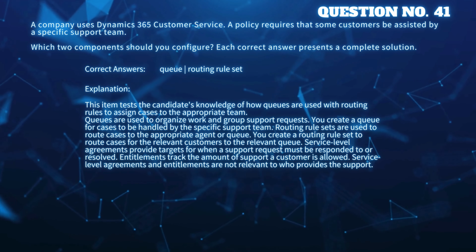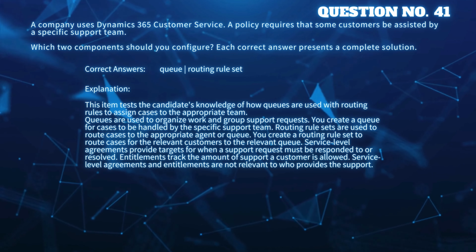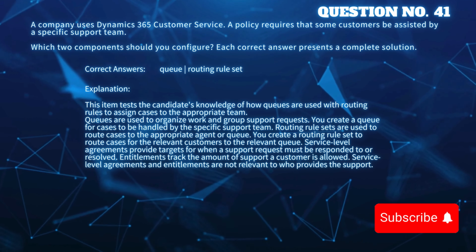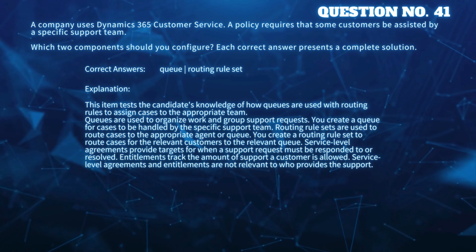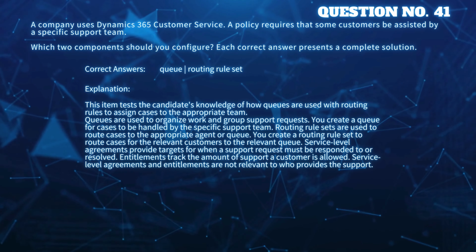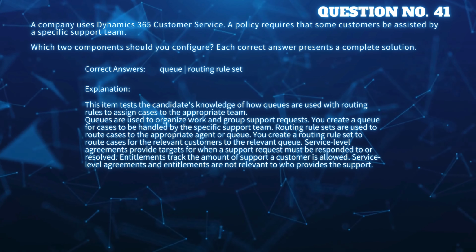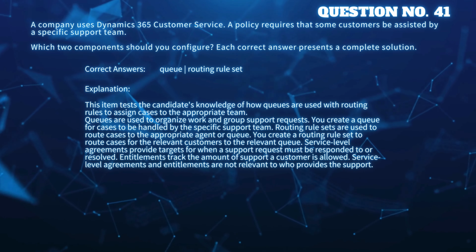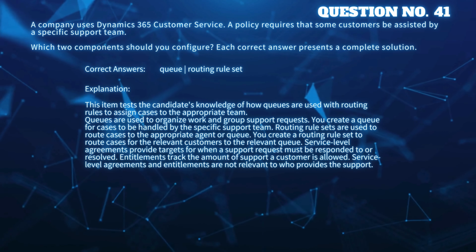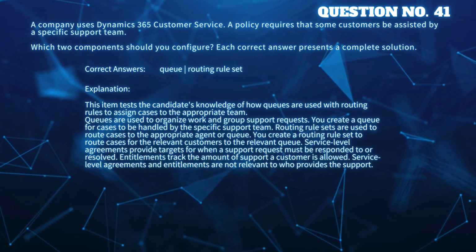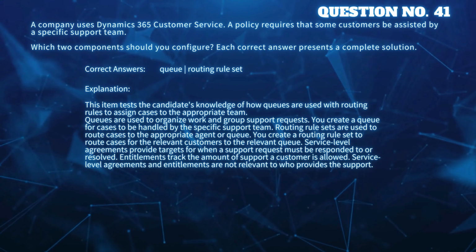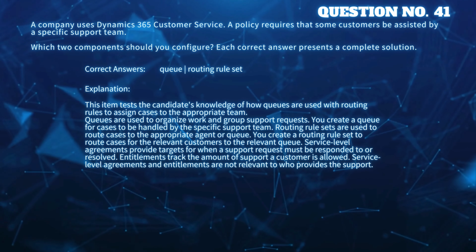Explanation: this item tests the candidate's knowledge of how queues are used with routing rules to assign cases to the appropriate team. Queues are used to organize work and group support requests. You create a queue for cases to be handled by the specific support team. Routing rule sets are used to route cases to the appropriate agent or queue. You create a routing rule set to route cases for the relevant customers to the relevant queue.